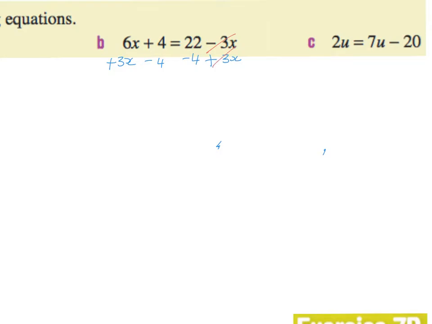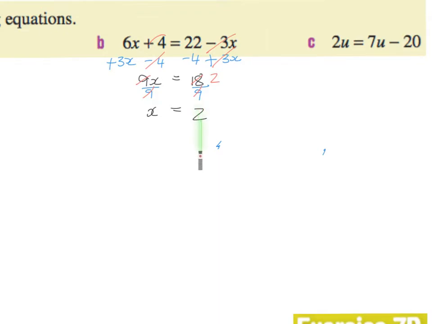Minus 3x plus 3x is going to cancel out. Plus 4 and minus 4 is going to cancel out, which leaves us 6x plus 3x, which is 9x. Equal signs underneath each other. 22 take away 4 is 18. To get rid of times 9, I will divide by 9, and I'll divide by 9. 9 divided by 9 is 1. 18 divided by 9 is 2. Therefore, x equals 2.